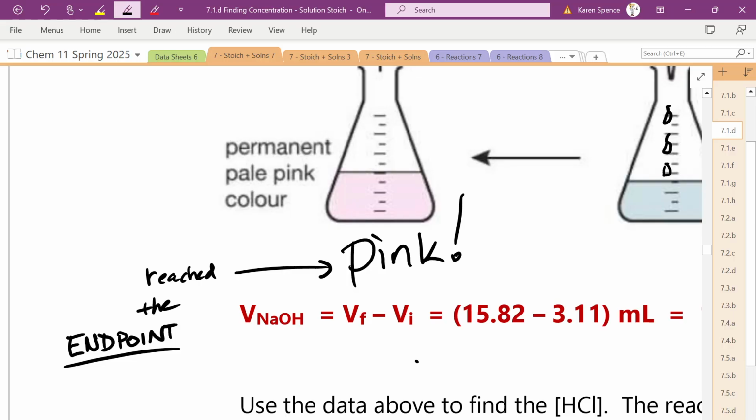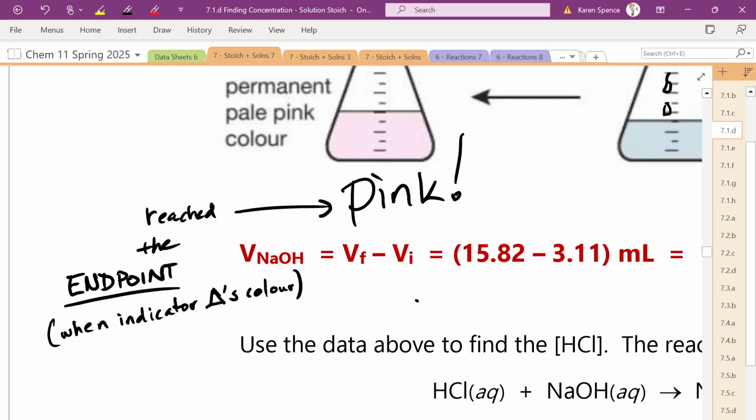What is the end point? It's when the thing changes color. That's when the indicator changes color. And if you're like, what is that triangle doing there? What does delta mean? Changes. So when the indicator changes color, we have reached the end point, which means we have also reached the equivalence point.